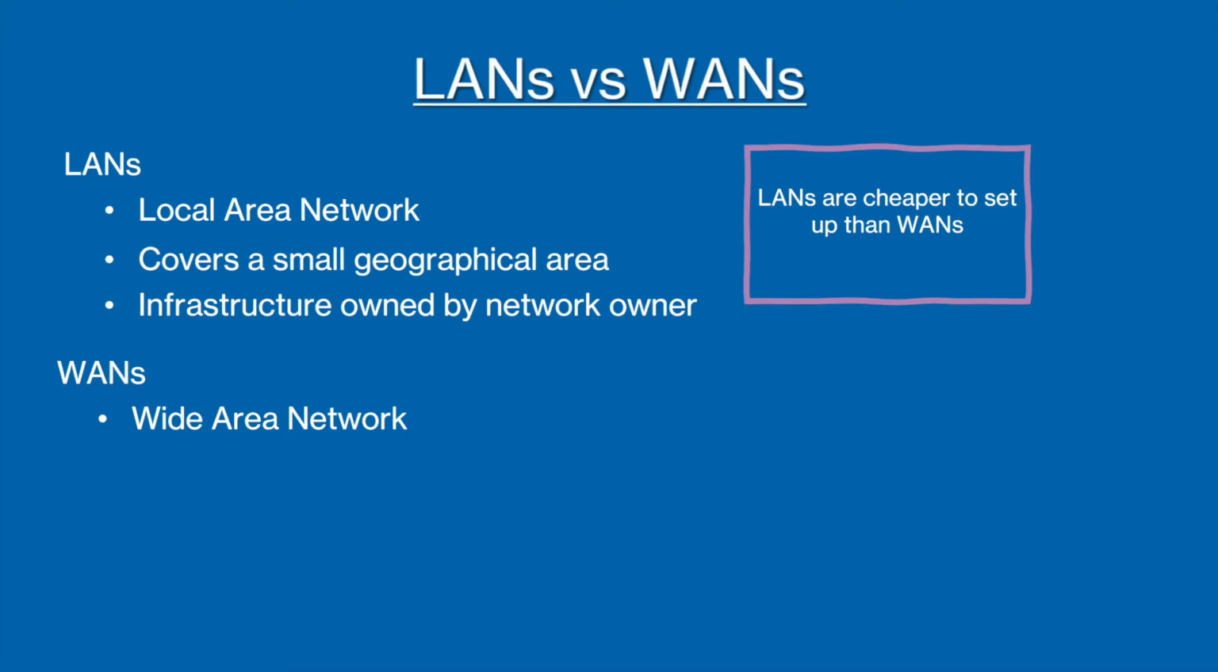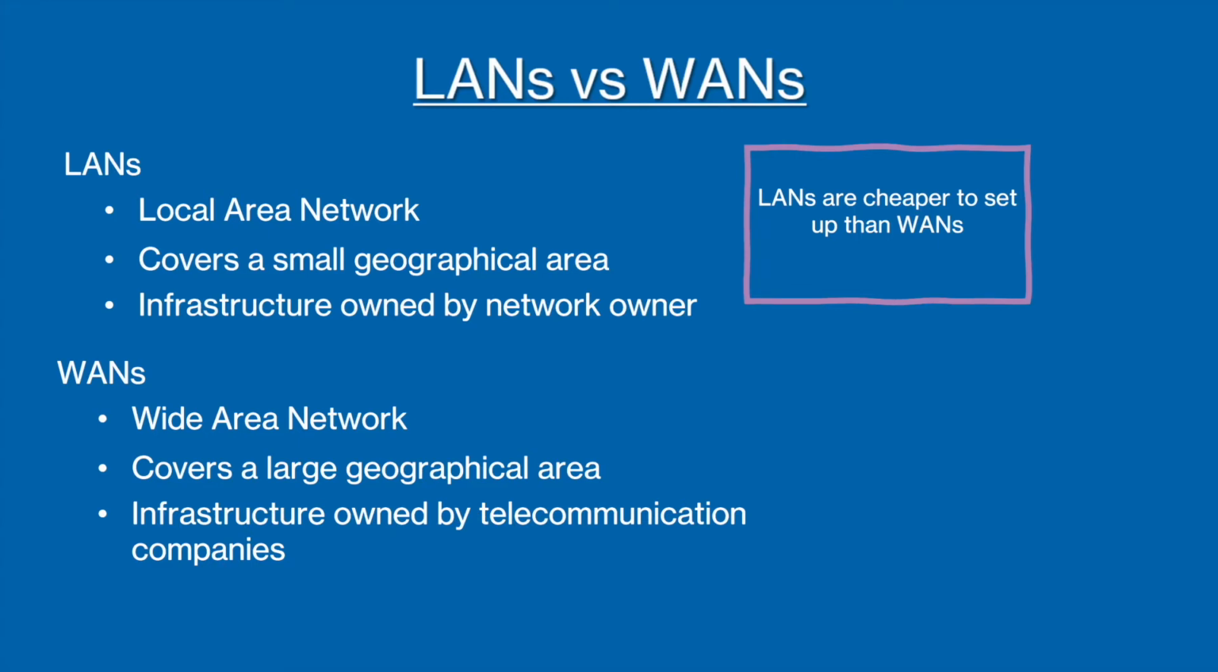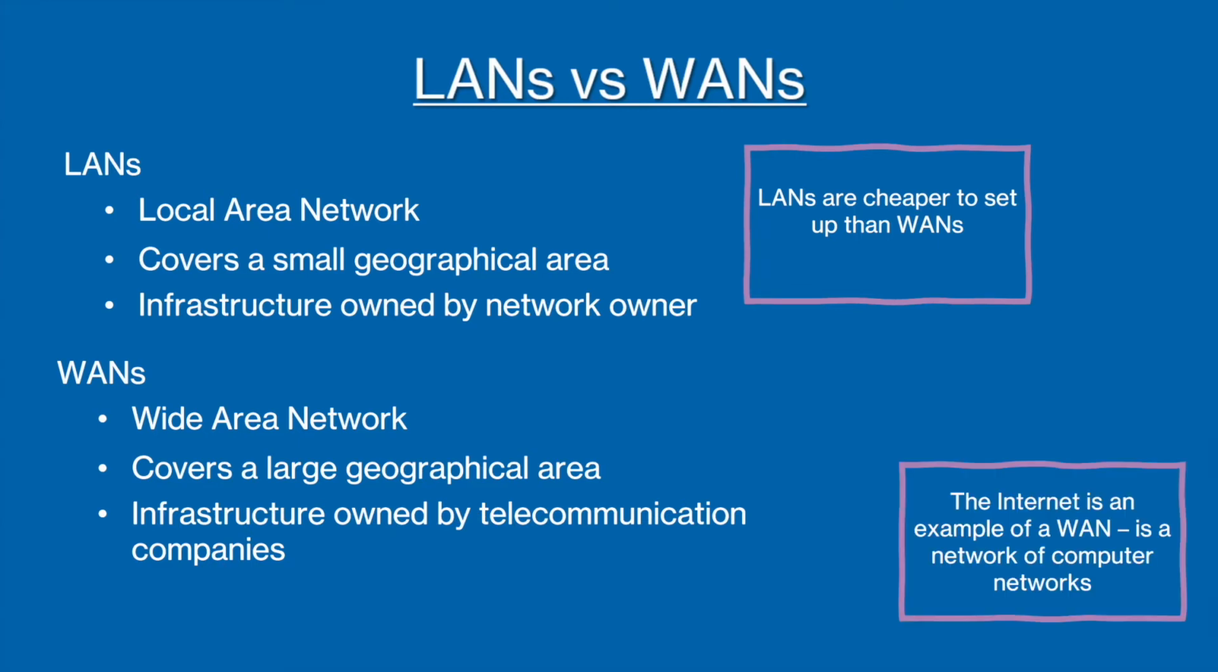WANs are wide area networks, and these cover a large geographical area. The infrastructure is owned by the telecommunication companies, for example, Sky, EE, BT, etc. It is also worth noting that the Internet is a massive wireless network of computer networks, and that the Internet is an example of a WAN.